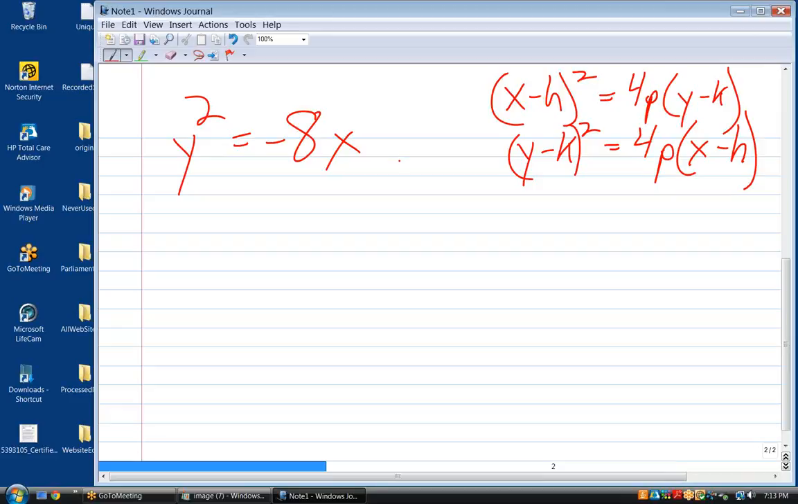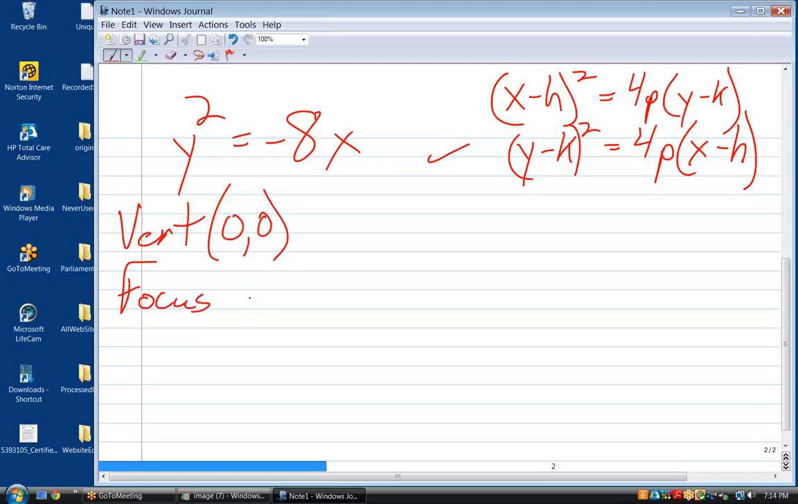Okay, so this one fits this second format. So what is the vertex of this one? 0, 0. And the focus? The focus would be negative. Focus would be -2. Yeah, -2.